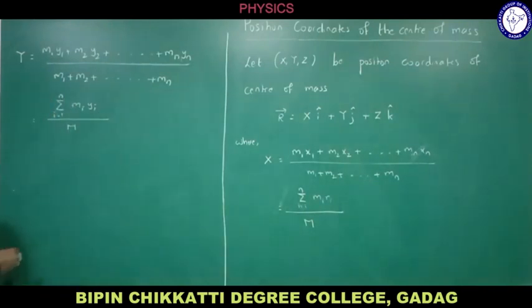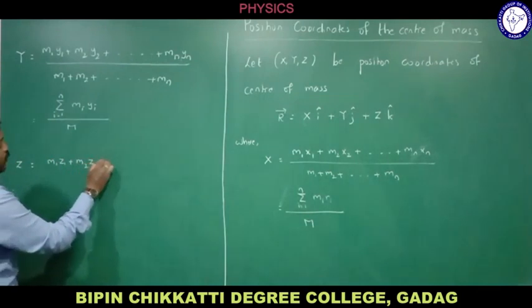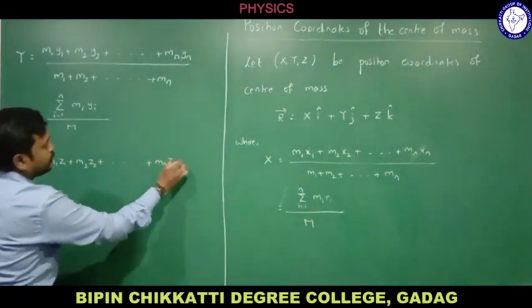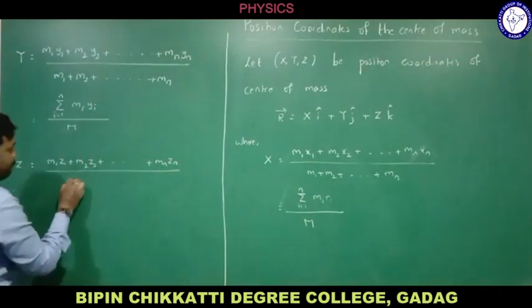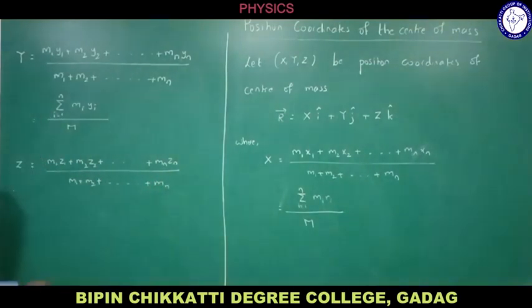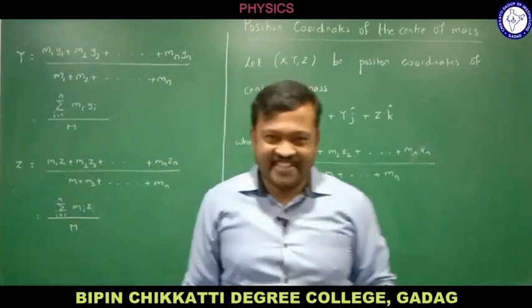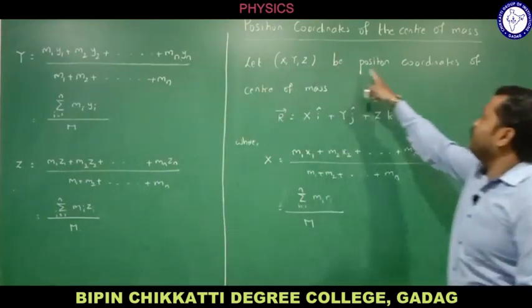So this is about the y coordinate. Let me calculate the z coordinate. So what is that? m1 z1 plus m2 z2 plus dot dot plus mn zn, whole divided by m1 plus m2 plus dot dot plus mn. This can be written as the summation of mi zi, i equal to 1 to n, whole divided by the total mass. So these are the position coordinates of the center of mass, right? So let x, y, z be the position coordinates of the center of mass.